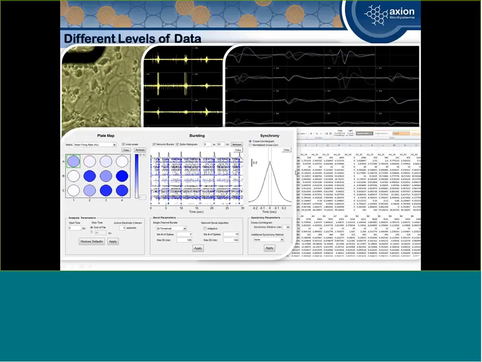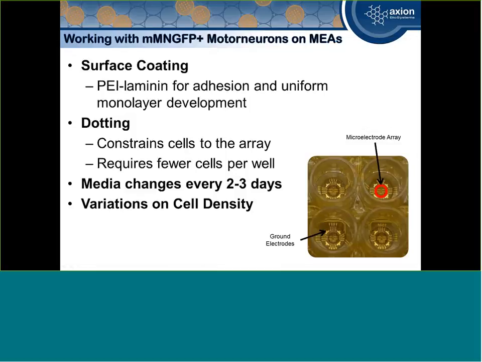So I want to go into talking about working with the mouse motor neurons on MEAs. We want to find a surface coating that would effectively give us a uniform monolayer and good adhesion. What we found to work best was a combination of PEI, or polyethylenimine, and laminin. We found that dotting the cells is the best use of these. It constrains the cells to the array, and what I mean by dotting is we take a small 5 microliter droplet of the cells and place it right over the meat of the MEA, which is where the microelectrodes are here in the middle. These on the outside are the ground electrodes, which are just used for referencing.